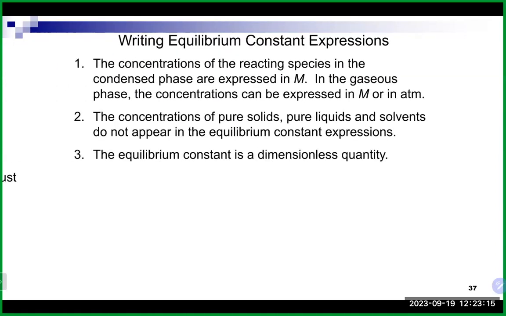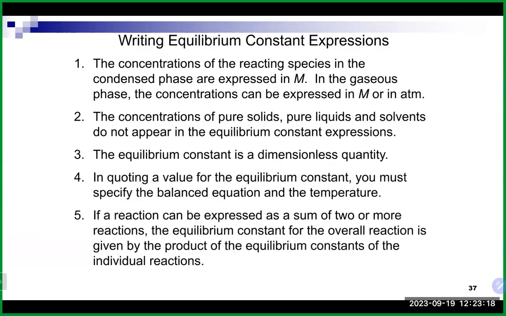So a couple final thoughts on this part. As we've been talking about, the concentrations of reactive species are usually expressed in molarity or atmospheres. Concentrations of solids or liquids are not included in the equilibrium constant. Solids and liquids really don't participate in the equilibrium, so we do not put those in. That means you're left with two things that go in. Anything that has aqueous or gas next to it will be included in the equilibrium constant. As I said before, no units, just a number.